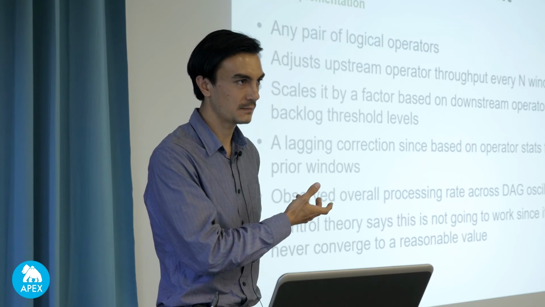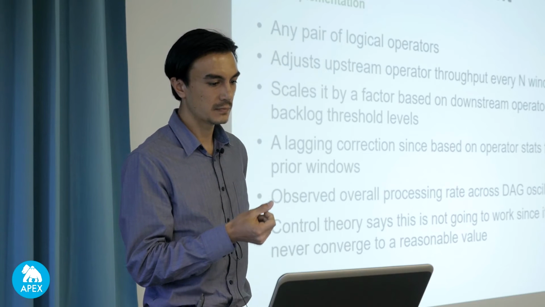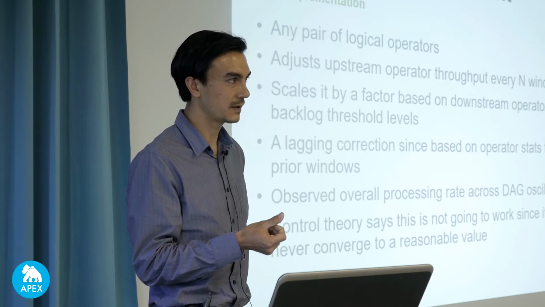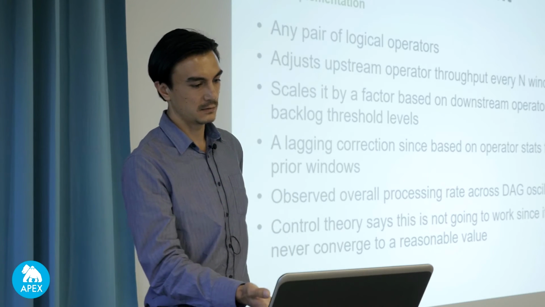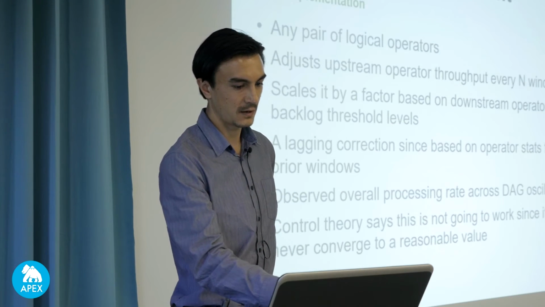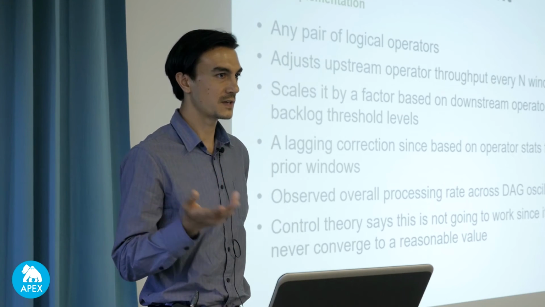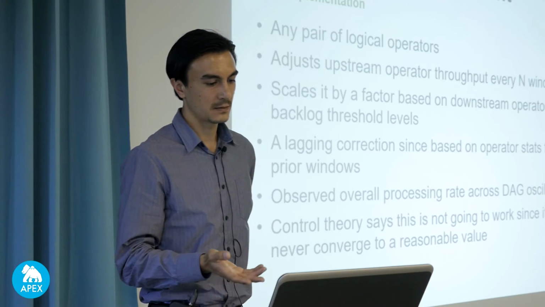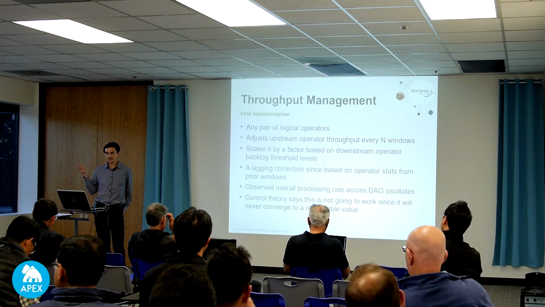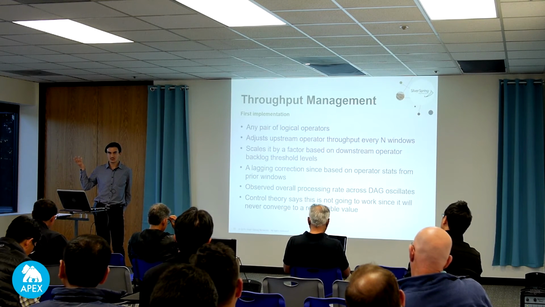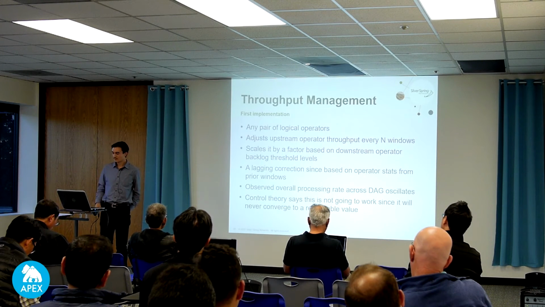And this is a custom counter, not one of the ones that's provided by DataTorrent. And then keep track of a backlog, a measure of backlog, as well as a measure of how many tuples have been processed by the downstream operator. So the initial implementation was to scale the upstream operator's throughput by a factor, say 90% or 110%, based on whether or not the backlog at the downstream operator exceeded a certain threshold, like say 10,000 tuples, or if it was below 100 tuples, maybe we'd increase the throughput.